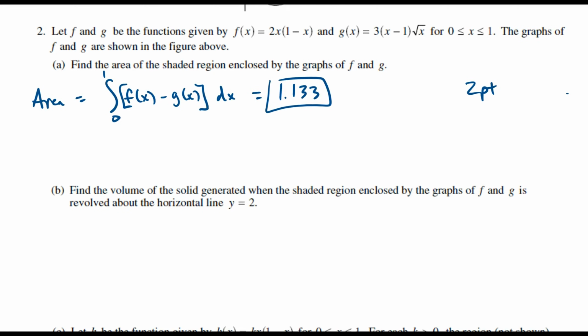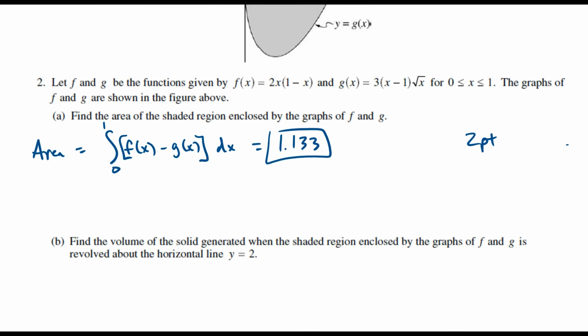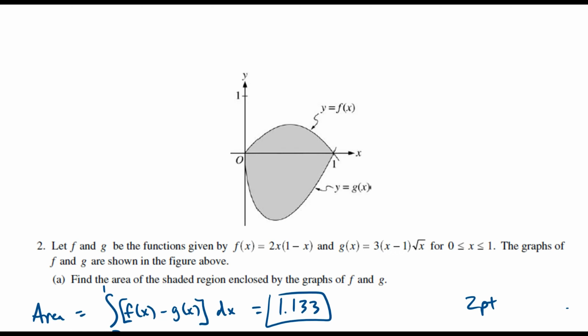Part B, find the volume of the solid generated when the shaded region enclosed by the graph of f and g is revolved around the horizontal line y equals 2. So here's what we're going to have to do. We're going to have to think about where the line y equals 2 is. So 1's up here, so 1's right there. 2 is going to be up here somewhere. So we have this imaginary line here where both of those functions are revolved.